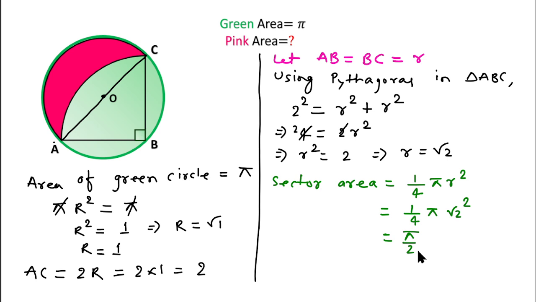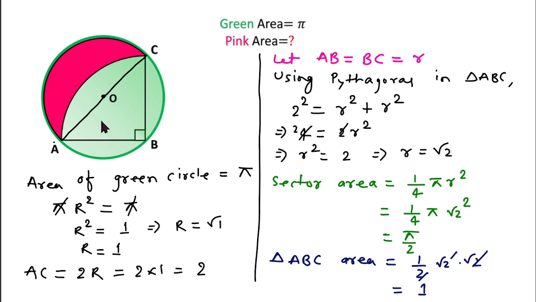After this I will calculate the area of triangle ABC. So triangle ABC area is equal to 1 by 2 base into height. Base, if I consider AB, and height as BC, both are equal, so we can write root 2 into root 2. So this will become 2, this will cancel this 2, so it means 1 unit. So triangle ABC area is 1 unit.